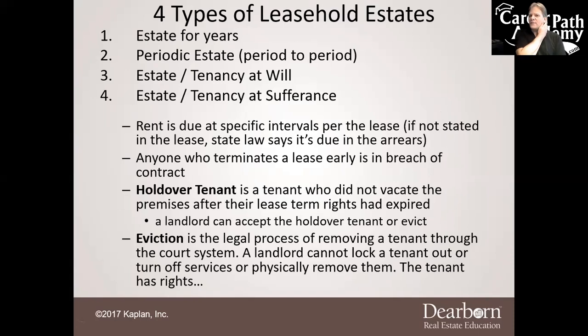So here are the 4 types of leasehold estates. Let's highlight leasehold estates and write the number 4 in front of it. And then highlight each one of those in that numbered list. Estate for years, periodic estates, estate at will, and estate at sufferance. Estate or tenancy at will, estate or tenancy at sufferance.